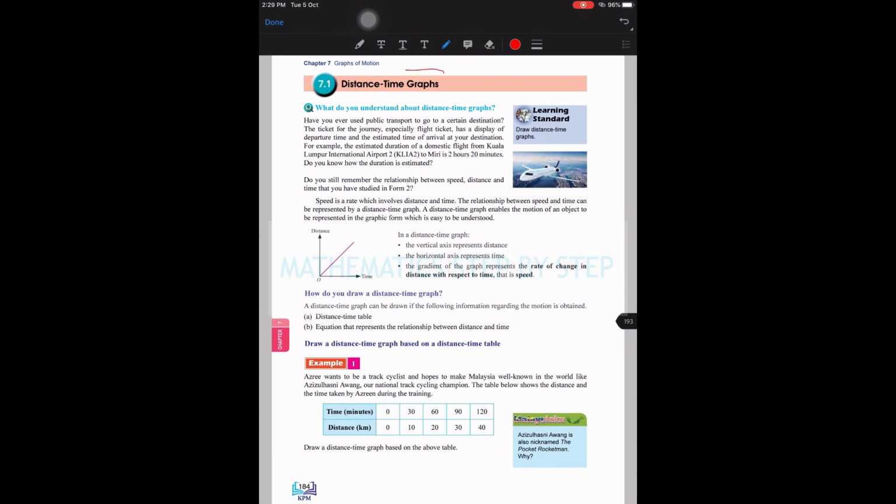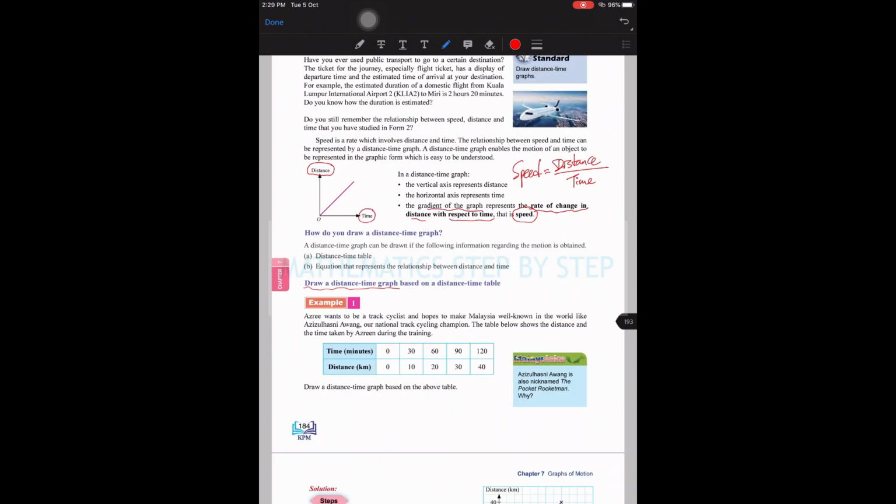So this is the first type of graph that we'll be learning, the distance-time graph, okay? The y-axis will be the distance, the x-axis will be time, okay? The gradient of the graph represents the rate of change in distance with respect to time, which is called the speed, okay? So this is what we have learned previously. Speed is equal to distance over time. Okay? So now let's learn to draw a distance-time graph.